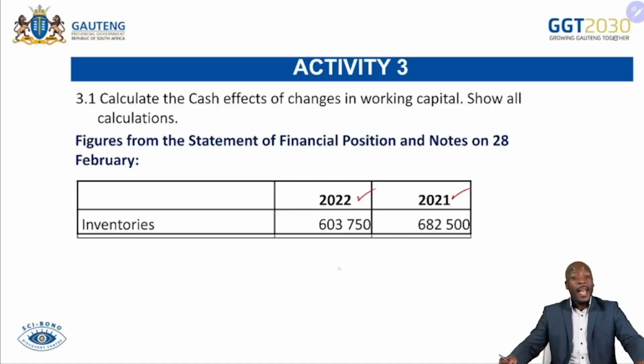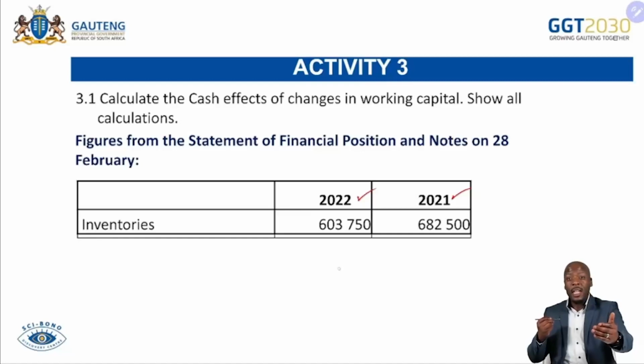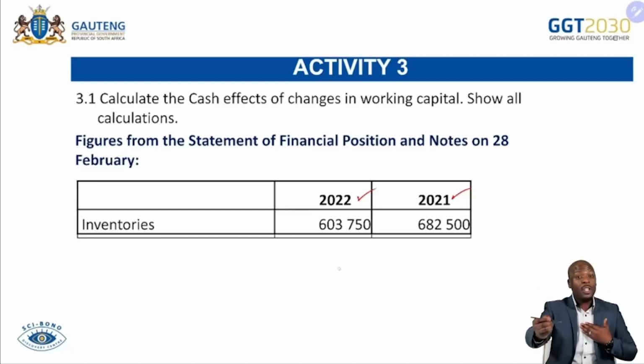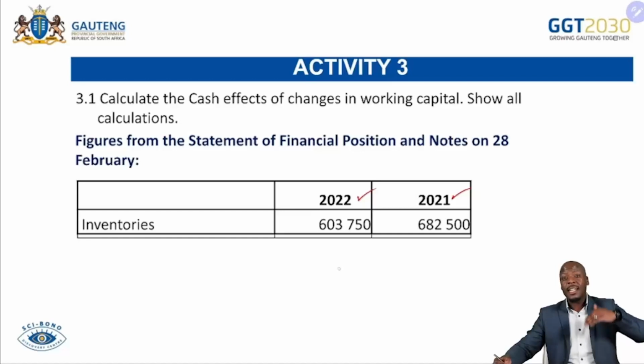Now, there has to be a relationship between inventory and cash. And the relationship is that they move in opposite direction. Inventory and cash move in opposite direction. The moment inventory is coming into the business, cash is going out. The moment cash is coming into the business, inventory is going out. I want you to get that. So when your inventory is increasing, it becomes a cash outflow. But when your inventory is decreasing, it becomes a cash inflow.